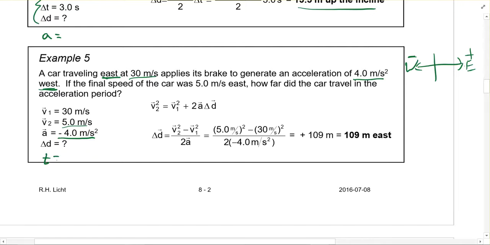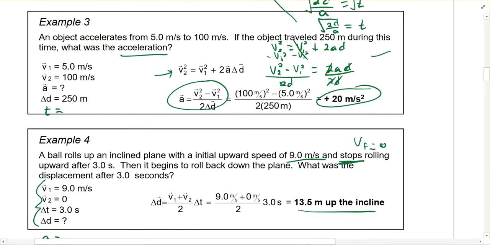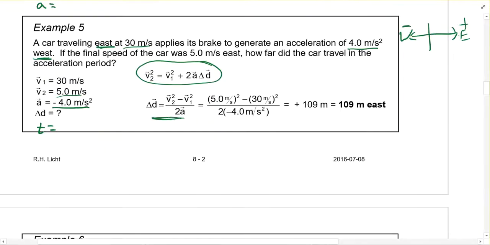So again, time is one of the 5 variables that doesn't even come up, and I'm not looking for it. So I'm going to use the formula that doesn't even have time in it. Now rearranging for D is going to be a really similar process to the way we solved for A up here. You end up with this as your rearranged formula. Just plug in the numbers. Don't forget to square 5 and to square 30. And you end up with positive 109 meters. And we said that positive was east, right? It's east.